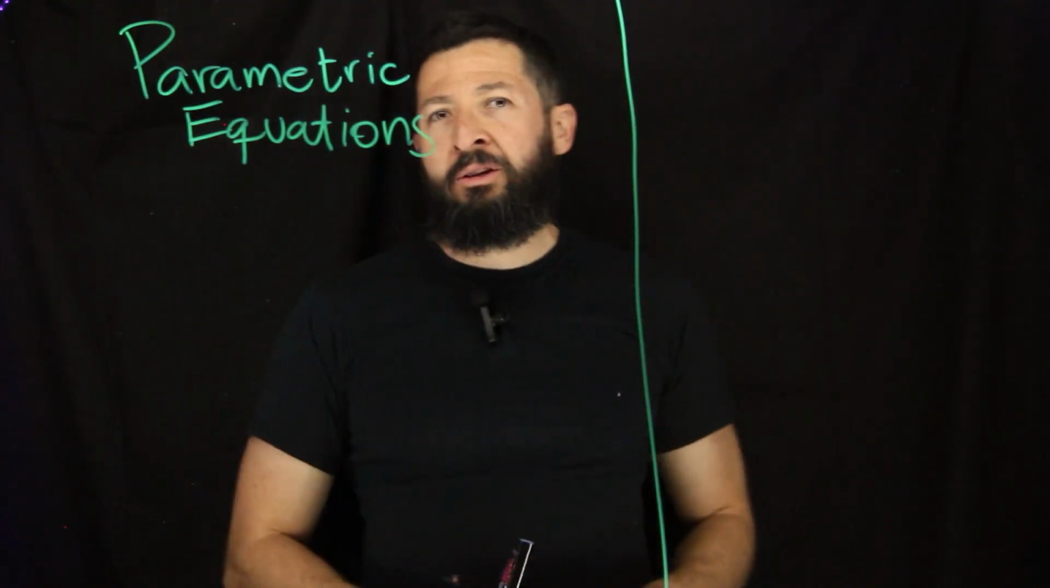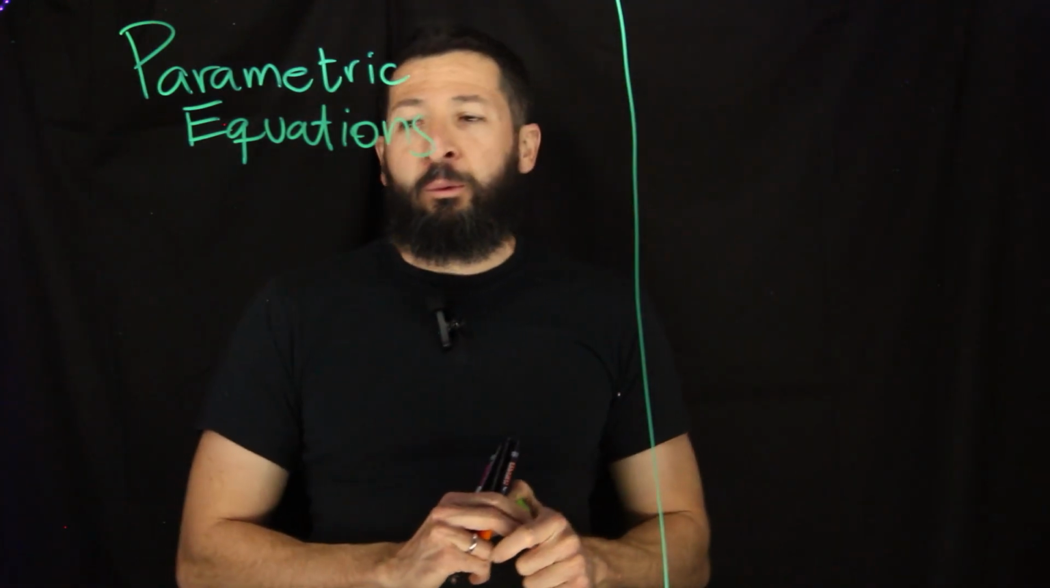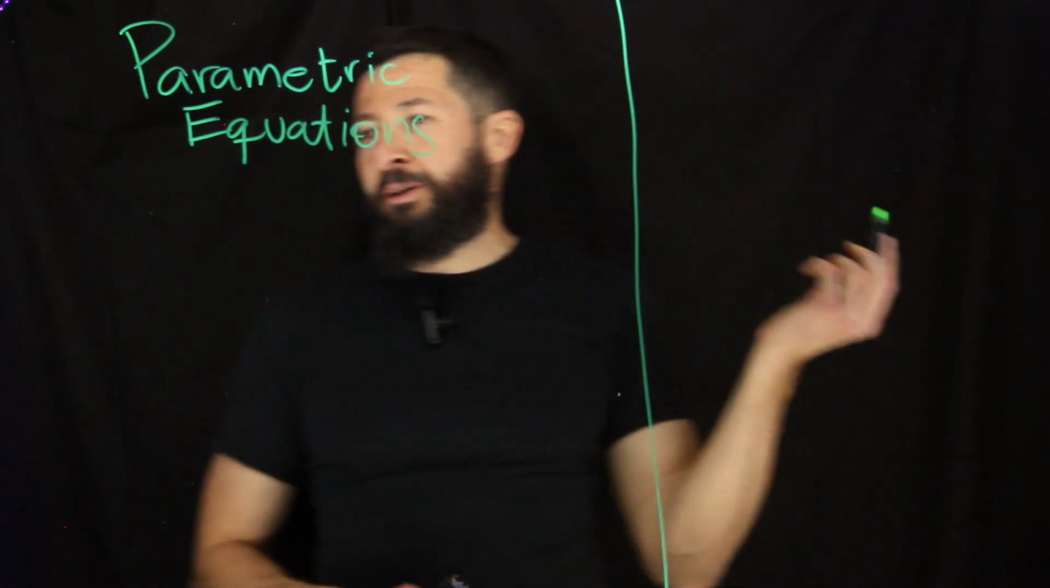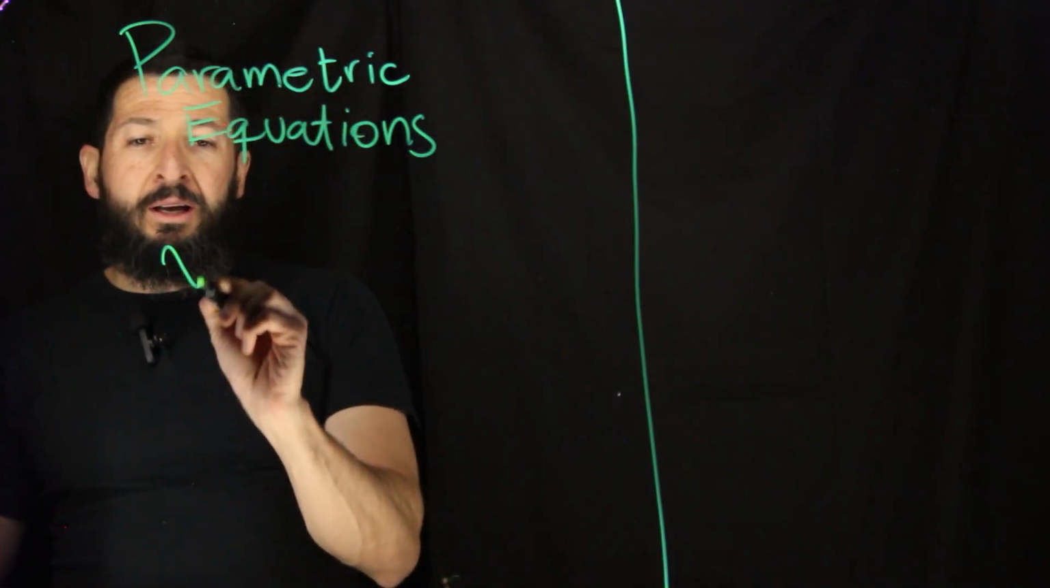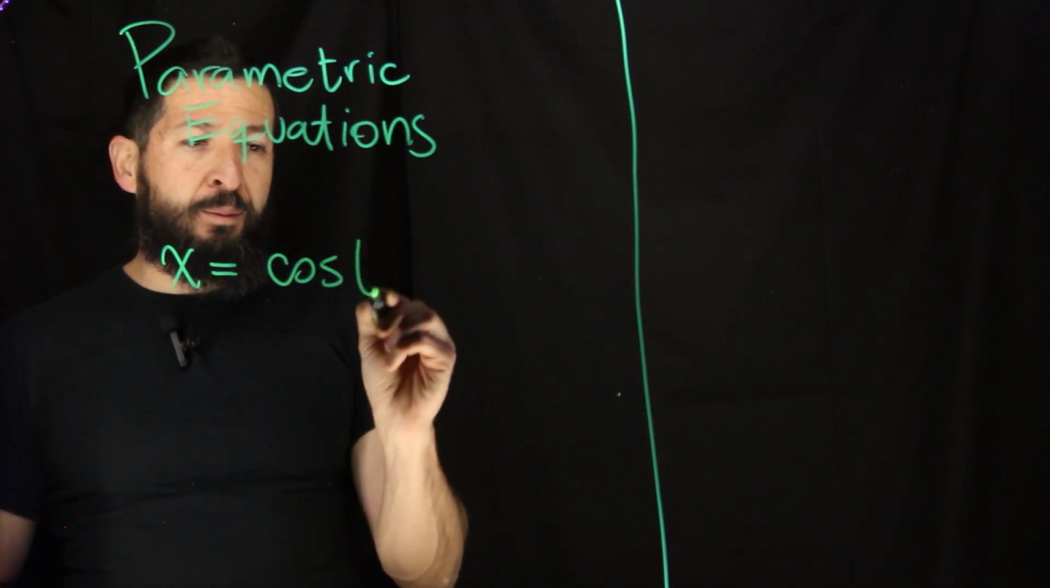Alright guys, so today we're going to talk about parametric equations. So what is a parametric equation? Let's start with that. Well, we're going to talk about parametric equations as equations that depend on a certain parameter. So let's think about cosine of t, for example.